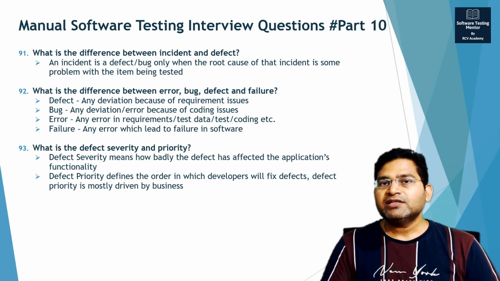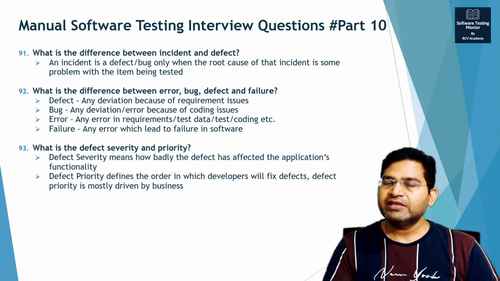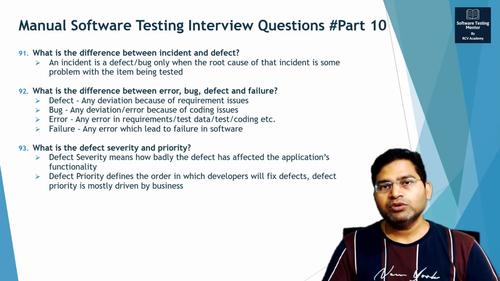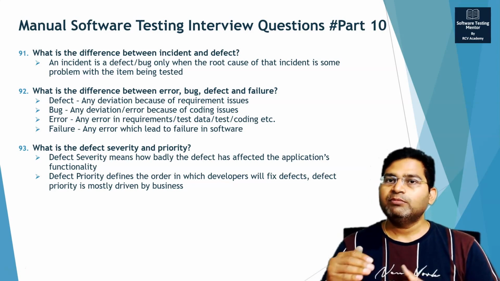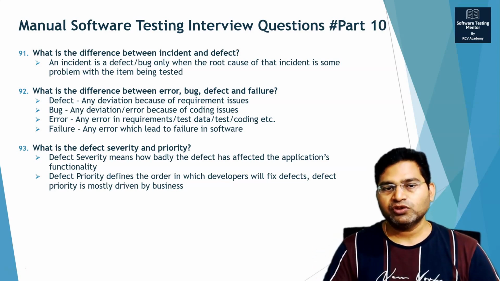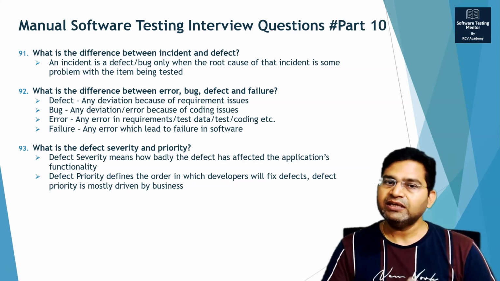So priority is mostly decided by the business or product owner, anyone who is from the business. They decide in what order the defects will be fixed by the development team. So that is basically what defect severity and priority are.